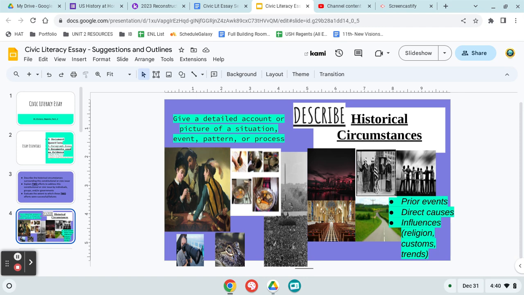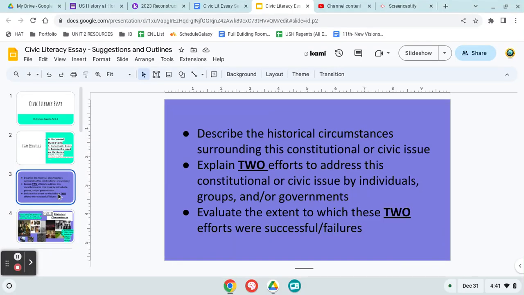And it can be of different things. The circumstances could be prior events, what was happening in America before or during this time period. It can be influences, individuals, backstories, the influences of different customs and trends, technology. But one solid paragraph on describing the historical circumstances. And then the Regents is going to ask you to explain 2 efforts, not just one, explain 2 efforts to address this constitutional issue by individuals.